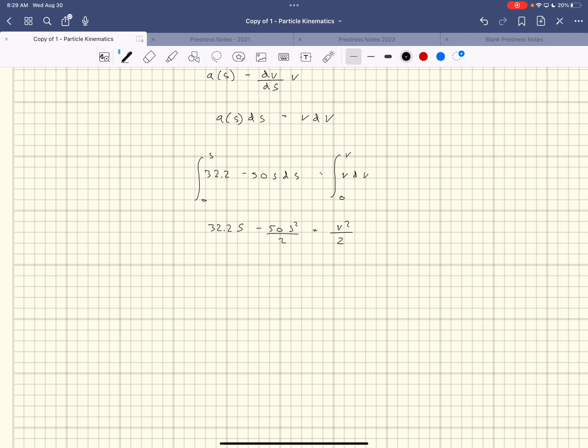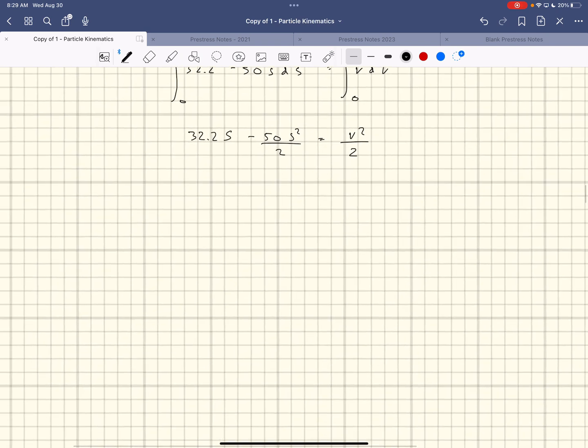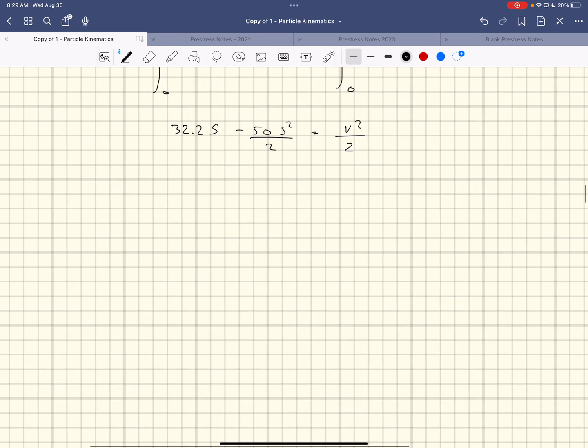When you carry out those integrals, you're going to have some s's floating around and some v's floating around. What I want is the v isolated, because that will be a velocity as a function of position. It'll tell me what the velocity is, which is v, given an s. So at this point, I solve for v. You can put it in your calculator, or it's easy: multiply by 2 and take the square root.